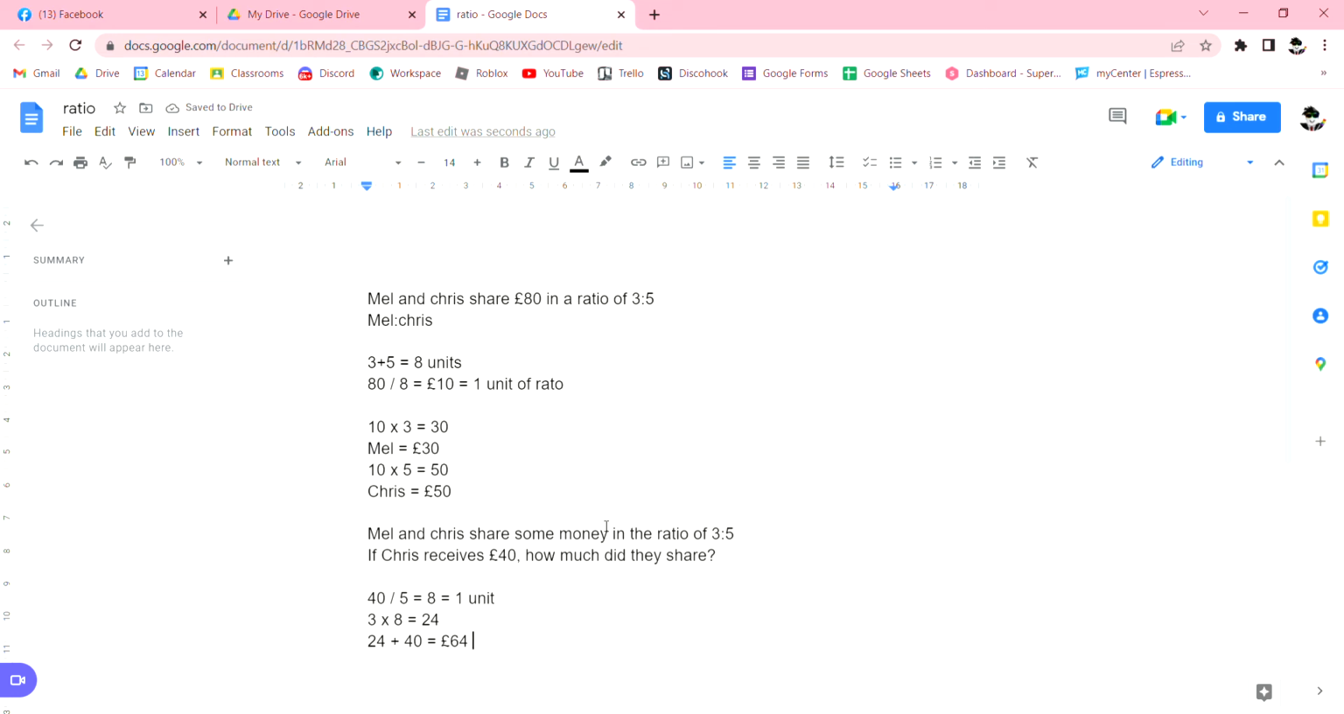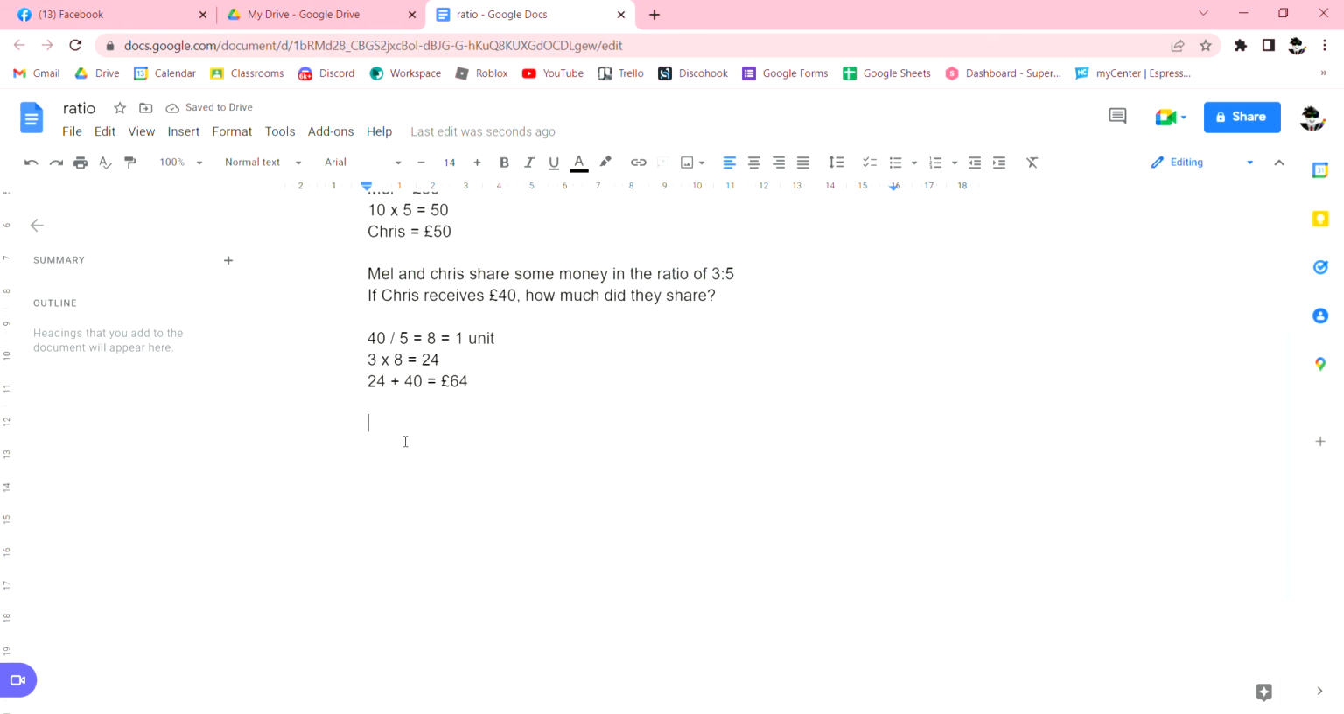Now we can make this even more tricky. We could say that Chris receives a bit more than Mel. So let's say once again, Mel and Chris share some money in the same ratio of 3 to 5. Let's say Chris receives £14 more than Mel. So instead of knowing what he has altogether, we know how much more he has than Mel. Now the way we do this is once again quite simple.